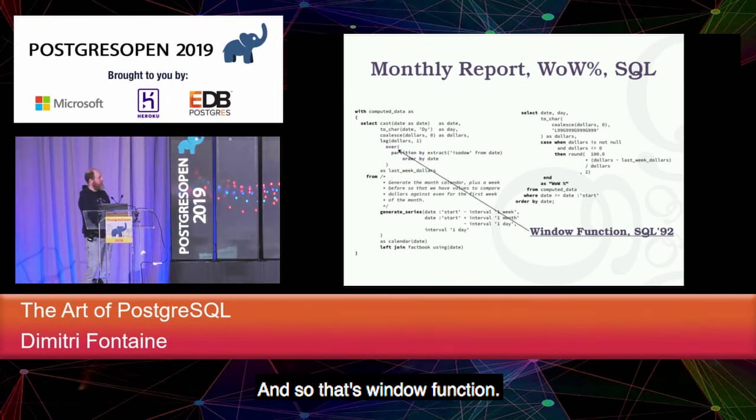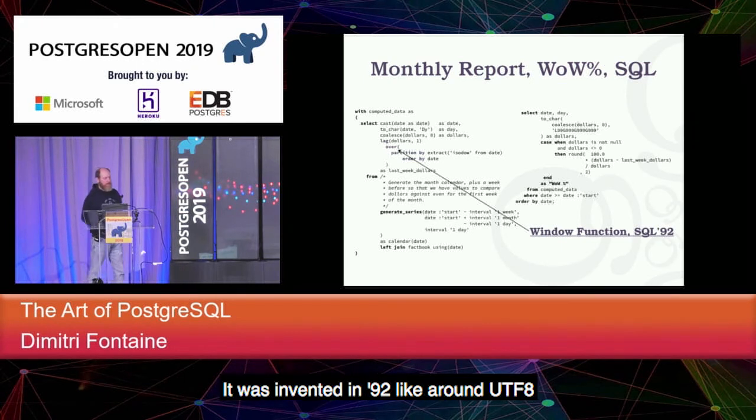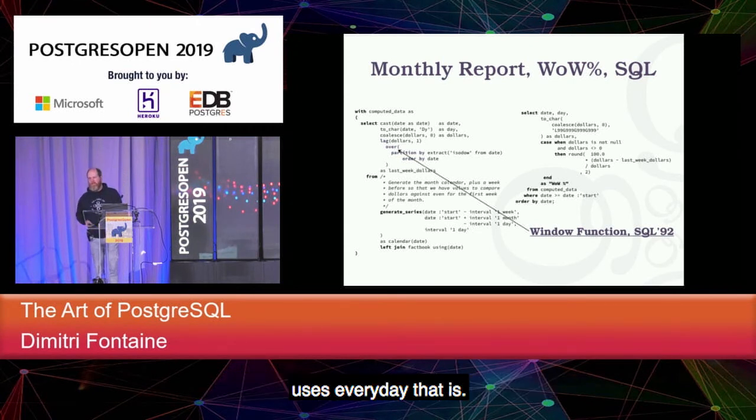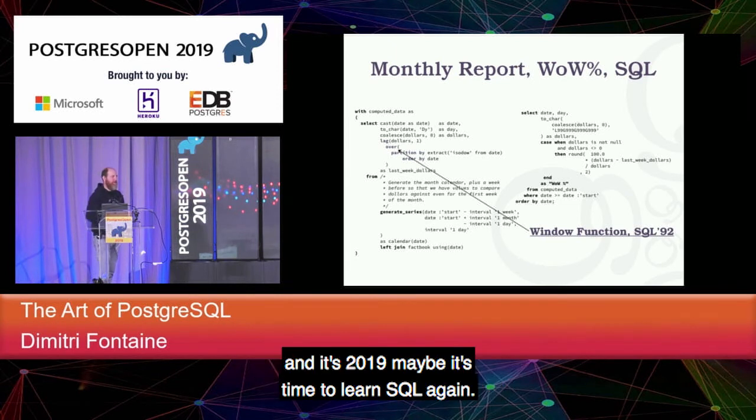So that's window function. So who's been using window functions before? Nice. It was invented in 92, like, around UTF-8 and maybe IPv6, like things that everybody uses every day nowadays. No, maybe not. But so that's SQL from 92. So if you are not comfortable with it and it's 2019, maybe it's time to learn SQL again.